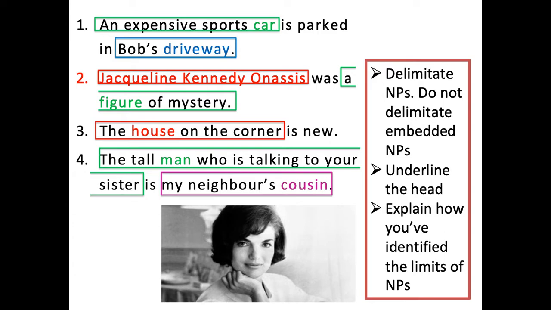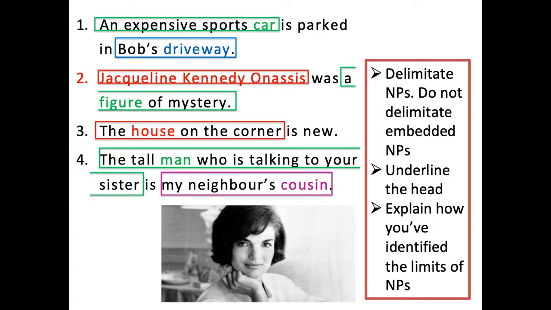Determiner, and then pre-modifier, adjective tall, and then the head, and then a relative clause, who is talking to your sister. The whole phrase is the subject of the sentence, once again, so it precedes the verb. It corresponds to only one semantic unit. We're talking about a man. And you can also see that who is talking to your sister is part of the noun phrase because it's necessary to identify the man correctly.